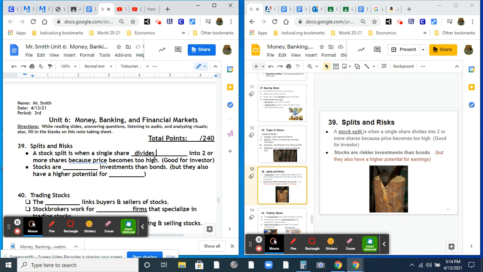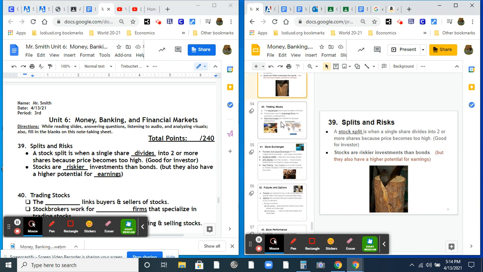So let's go back to our notes. Share divides into 2 or more shares because price comes to. Stocks are riskier investments than bonds. That's true. And yet the potential for earnings is higher too. So higher risk, higher reward, but then you can lose it all. It's possible a company goes out of business, that this thing happens. And so it might be totally worthless. And that'll bum you out.